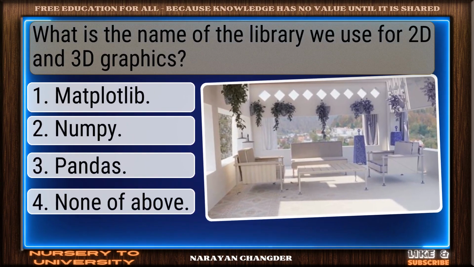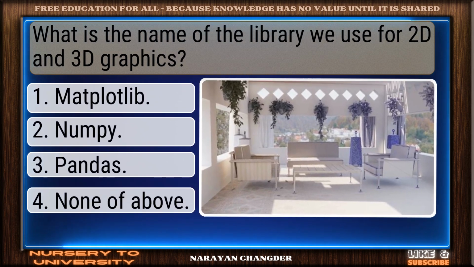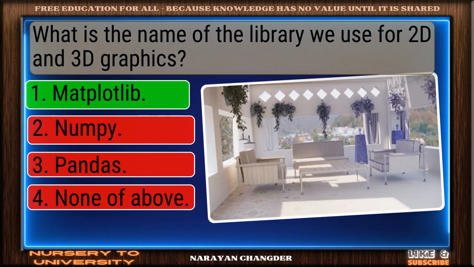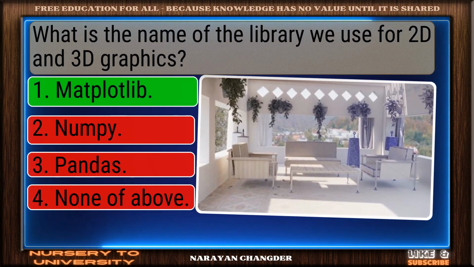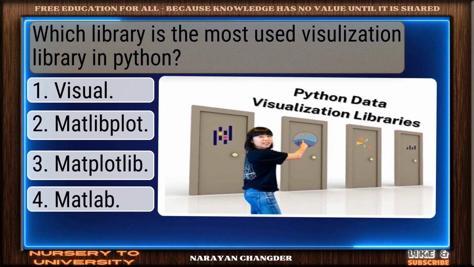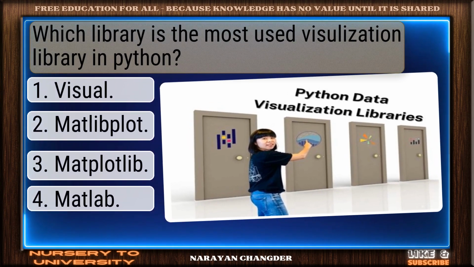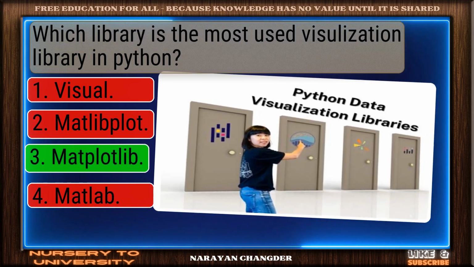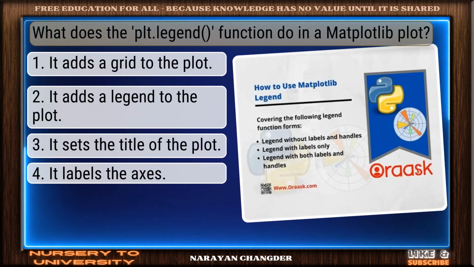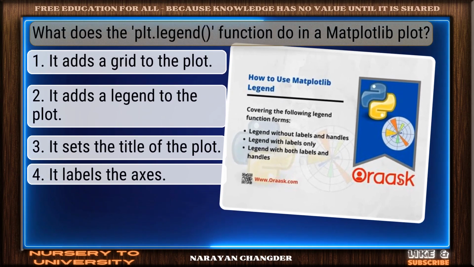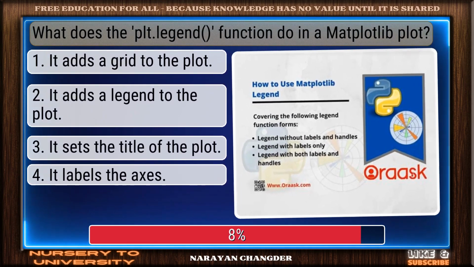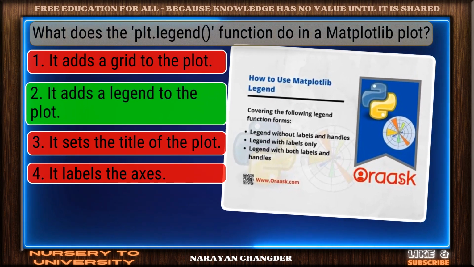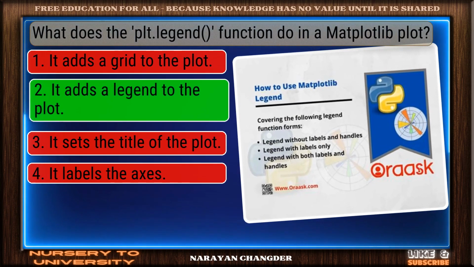Question number 19. What is the name of the library we use for 2D and 3D graphics? Exactly. Matplotlib makes sense, and it is the right choice. Question number 20. Which library is the most used visualization library in Python? Solid response. Matplotlib is a valid choice. Question number 21. What does the plot legend function do in a Matplotlib plot? Good thinking. It adds a legend to the plot is the right answer.